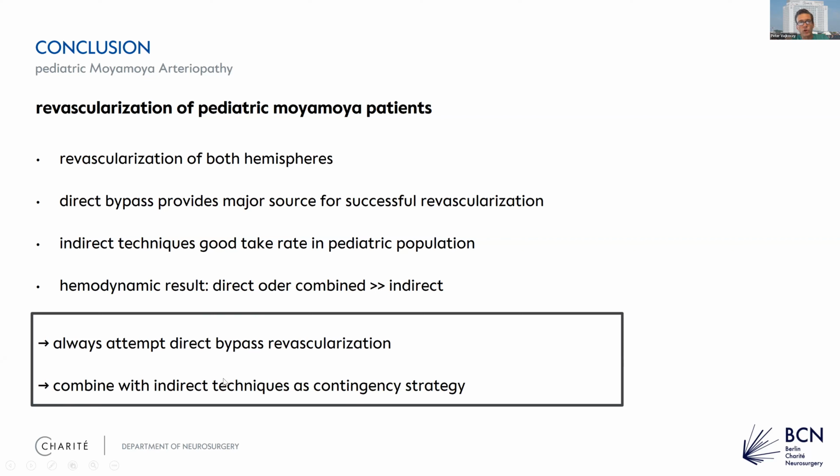Our favorite way to go is to combine the two, because then we have the indirect as a backup. And it might also happen that the direct will become weaker while the indirect are taking over, but the combination of the two is the way to go.